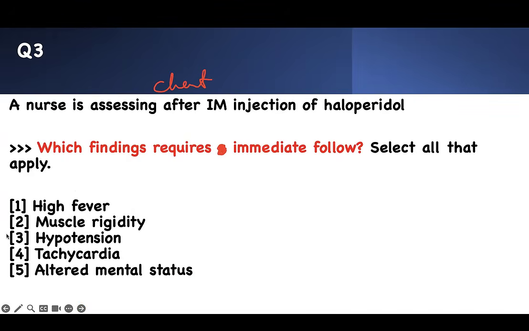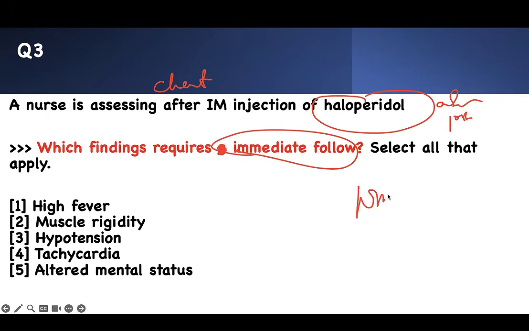Number 3, the nurse is assessing a client after IM injection of haloperidol, which finding require immediate follow-up. Select or apply. If I give you haloperidol, what should you worry about? Require follow-up. You know this is what? Antipsychotic, first generation, right? What are the major side effects? NMS, followed by EPS. But there's a bunch of other side effects. Which one should I worry about? NMS is things that kill you right away. EPS is motor dysfunction.